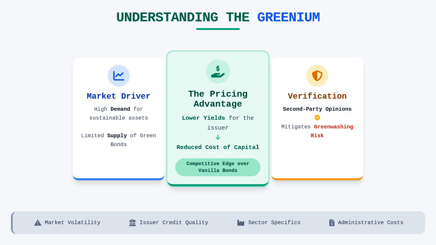These external reviews, or second-party opinions, provide an independent verification that the bond aligns with the stated environmental goals. This verification process is crucial for mitigating the risk of accusations regarding greenwashing, as it provides a seal of technical competence from third-party experts.